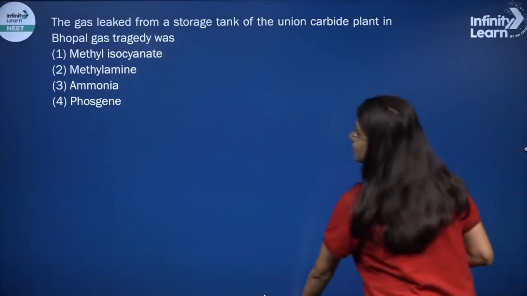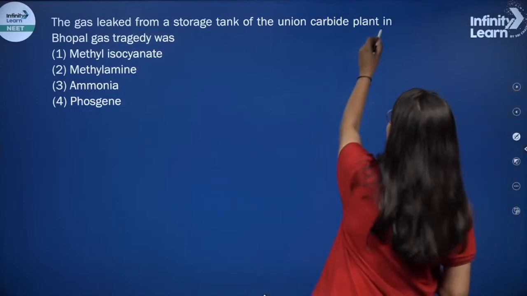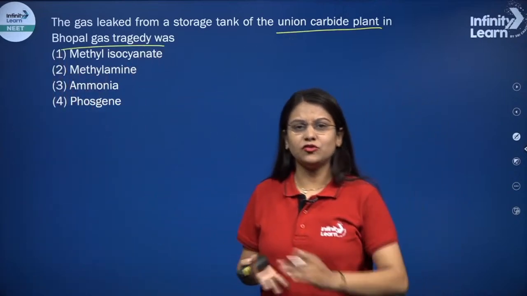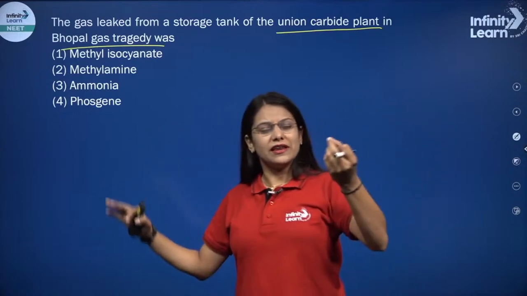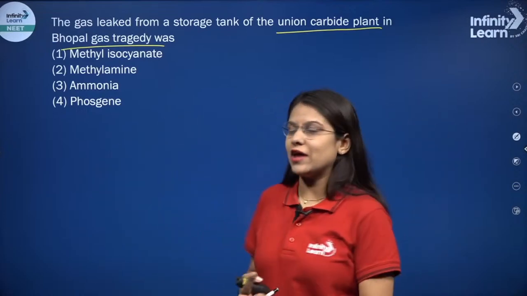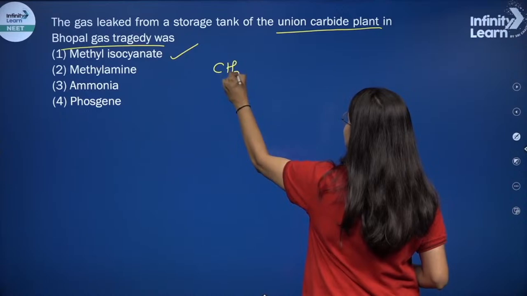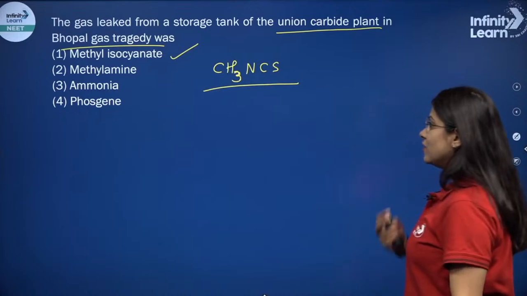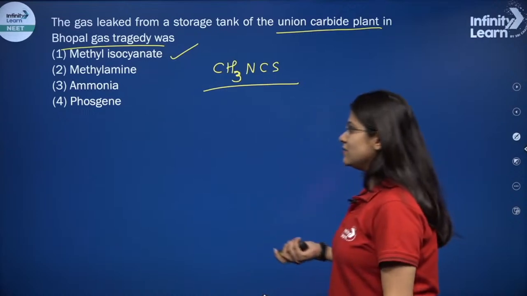First question. So what is the first question? The gas which leaked from the storage tank of the Union Carbide plant in the Bhopal gas tragedy. So this was a very common incident which took place in the 90s, right? Many people died because of the release of a chemical, and the common tragedy which came into picture was the Bhopal gas tragedy. So what was the gas which was released? It was methyl isocyanate. What is the formula? CH3NCS. So this is methyl isocyanate, which leaked and killed many people. I know you might be familiar with this. So what is the answer?